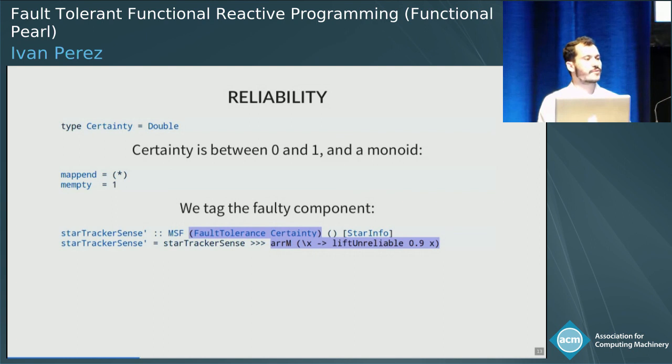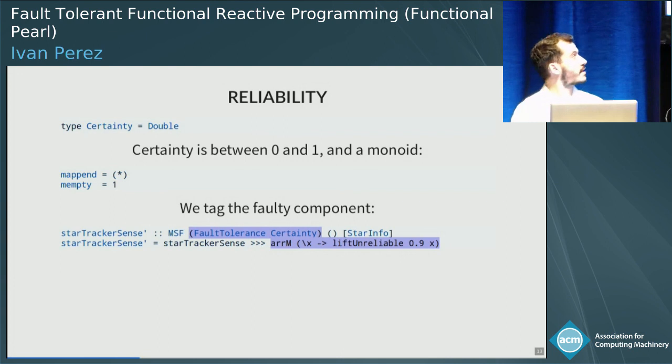And that means that we can just tag the components with certainty information. So we pick the original star tracker, and we just say, well, the information that we get from it is actually slightly unreliable. It's 0.9 reliable. And the other thing that we need to change is the signature. We need to indicate that this monadic stream function is no longer fully polymorphic on the monad. It has fault tolerance information, and it carries certainty.